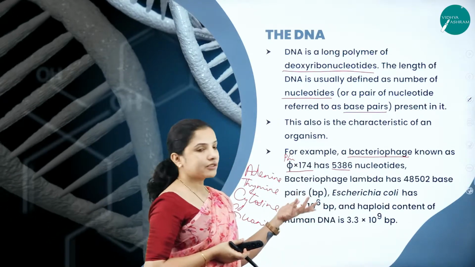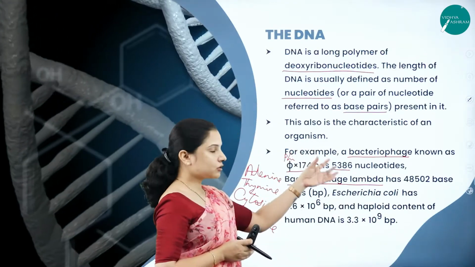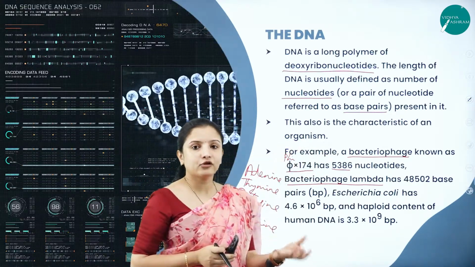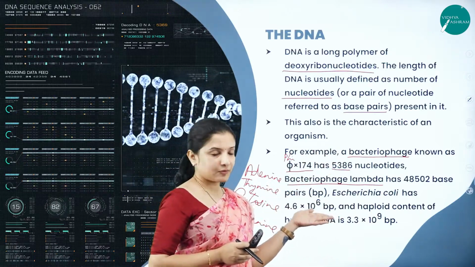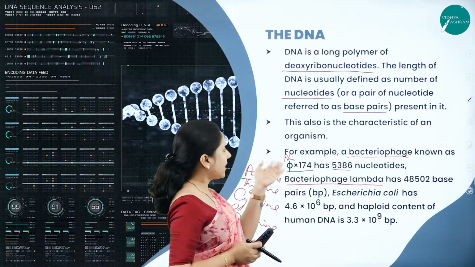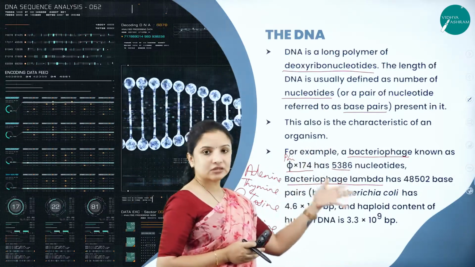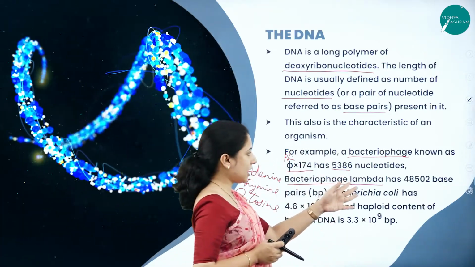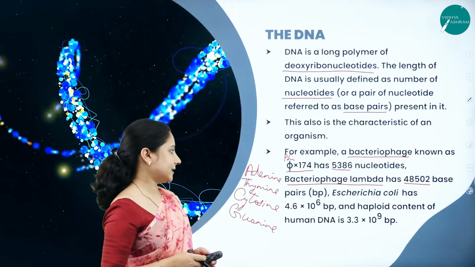And there is one more bacteriophage, bacteriophage lambda. Both are bacteriophages, but they are different. That is why the length of the DNA is also characteristic of an organism. Both are bacteriophages, but the kinds are different: the phi X 174 bacteriophage has just 5386 nucleotides, whereas bacteriophage lambda has 48,502 nucleotides or base pairs.